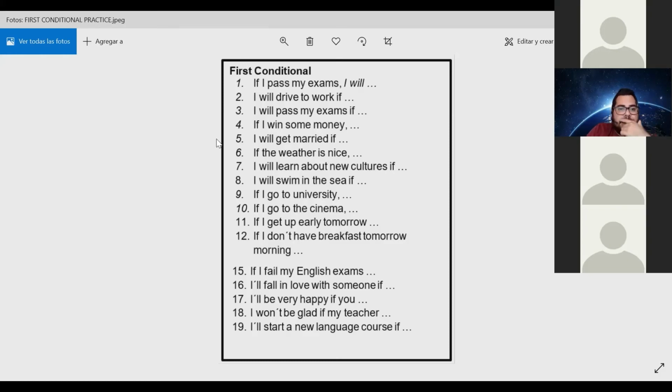But over here, number 6, guys: if the weather is nice. What about that one? If the weather is nice, I will walk with my dogs in the forest. Okay, with your dogs.